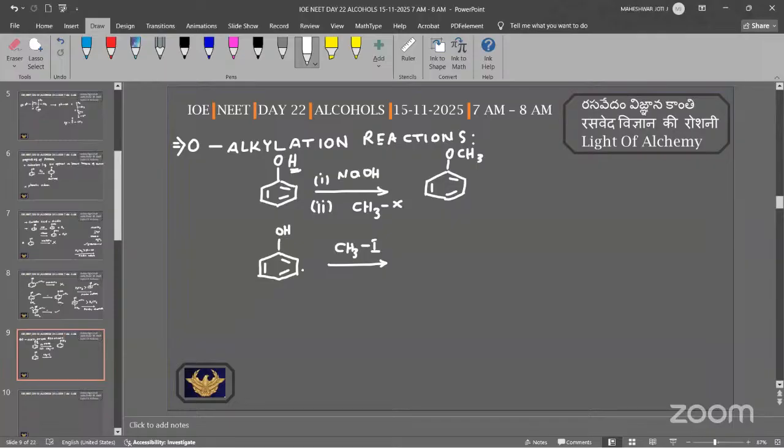Whatever phenoxide ion is present in the reaction medium, that is enough to carry out the nucleophilic substitution reaction, right? Then the product is methoxybenzene.